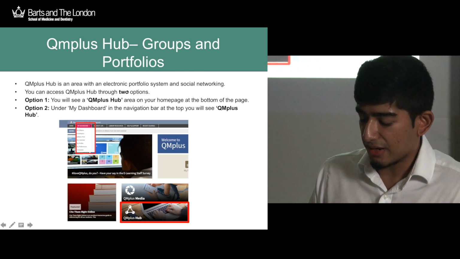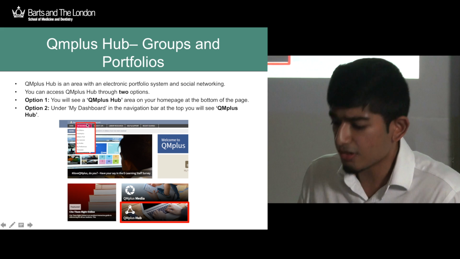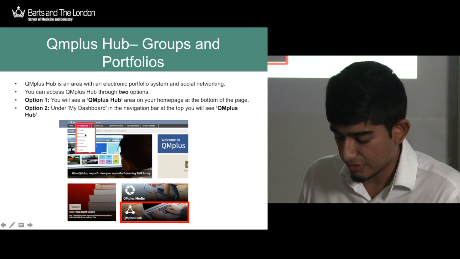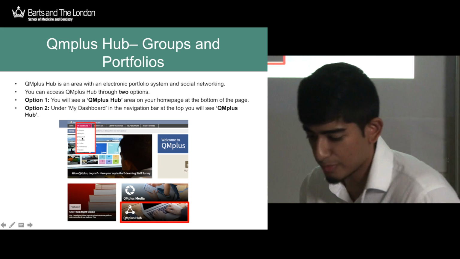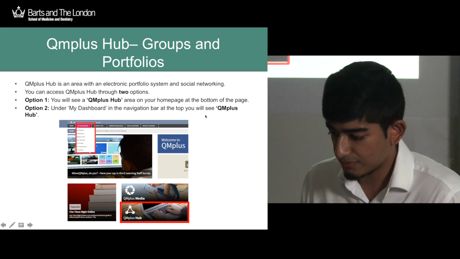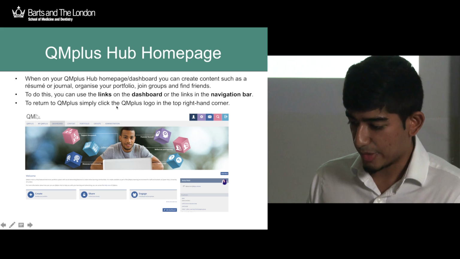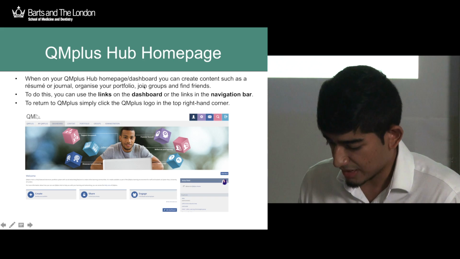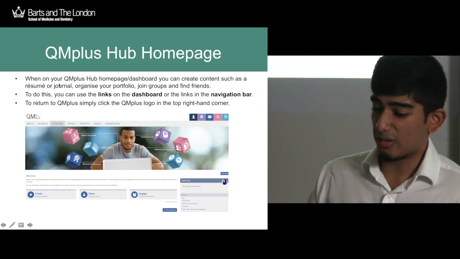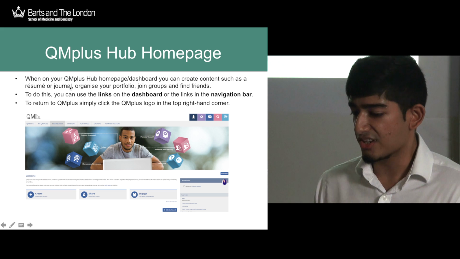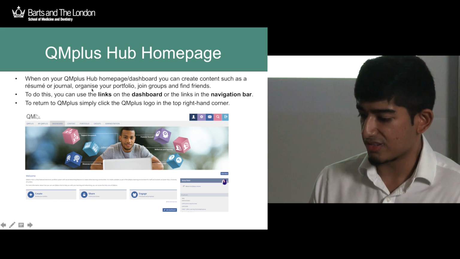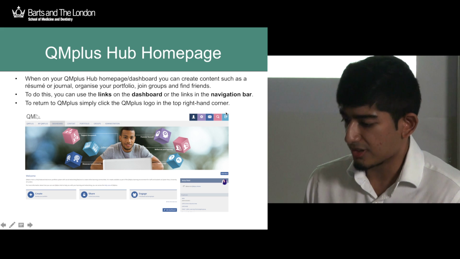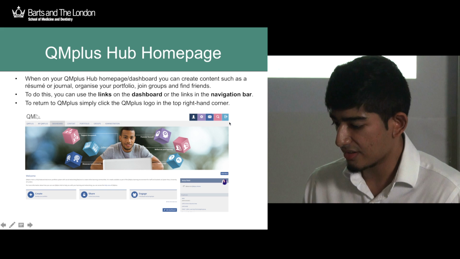So this is QMplus Hub that I was referring to earlier. Again, under My Dashboard, where you had timetable, your calendar, Grades Plus, you've got something called QMplus Hub as well. If you click onto that, it will then take you to this page where you'll be able to log in, and this is where you can create your own pages. You can even upload your CV, or if you want to create a journal, or any page that you want to share amongst your friends. You can join groups as well.